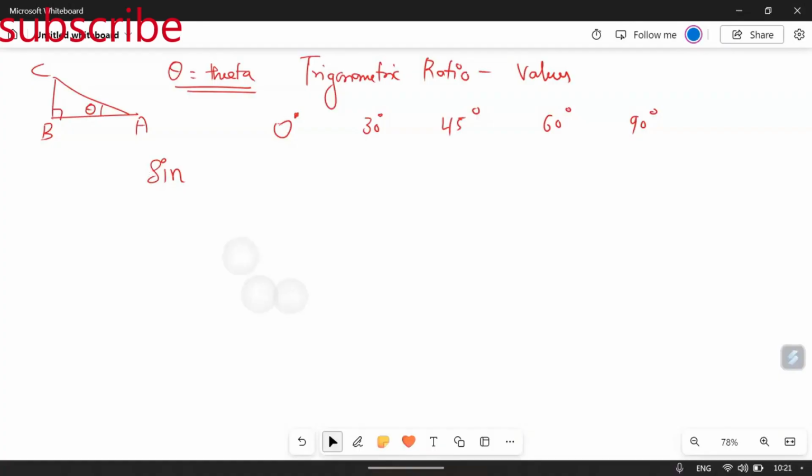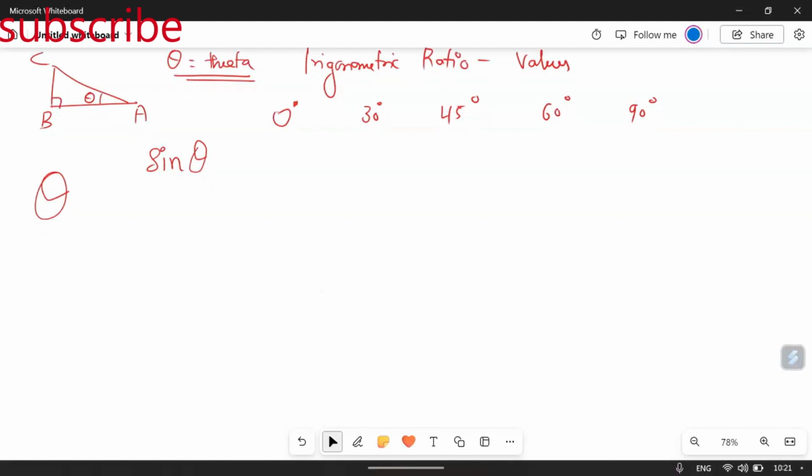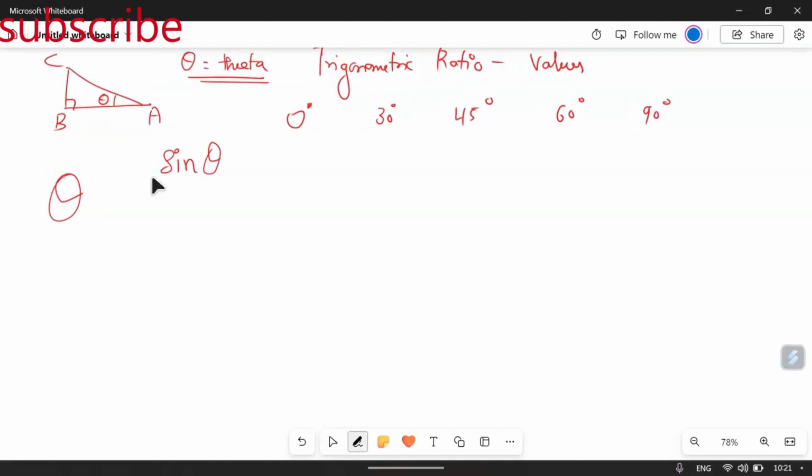Theta, sin theta. So this angle, just like we assumed x, we assume sin theta. So we can draw it like that, theta, like that. So for sin 0 degree its value is 0 from the starting, then it is 1 by 2, then it is 1 by root 2, then it is root 3 by 2, and then it is 1.